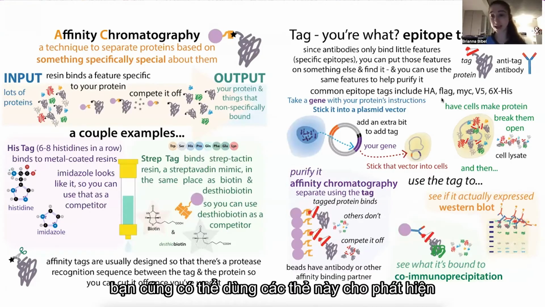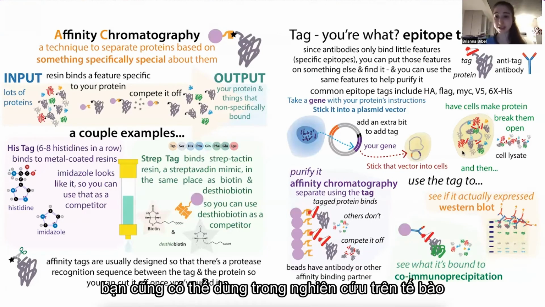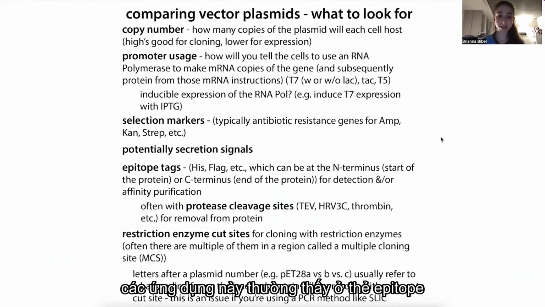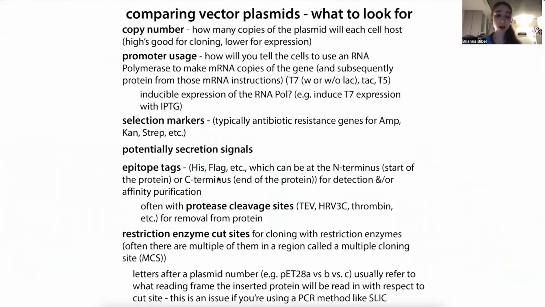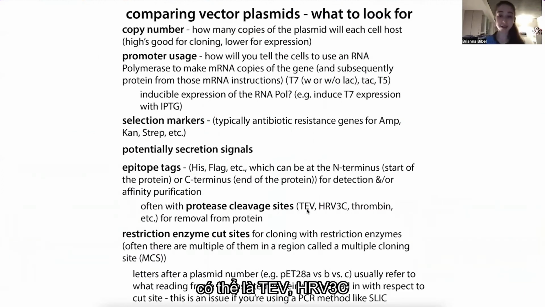You can also use these tags for detection with things like Western blots, or to see what it's bound to with co-IPs. If you're looking in cells, you can have fluorescent markers, various things like this that you might see with these epitope tags. Often these tags will be next to a protease cleavage site. This can be TEV, HRV3C, thrombin, etc.